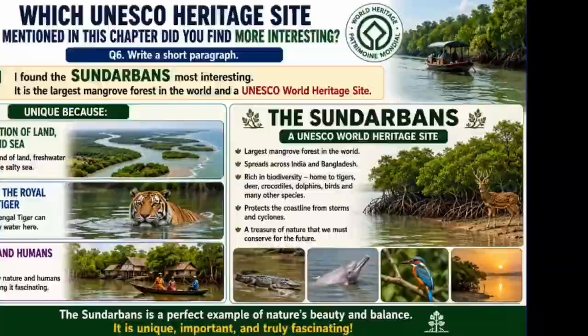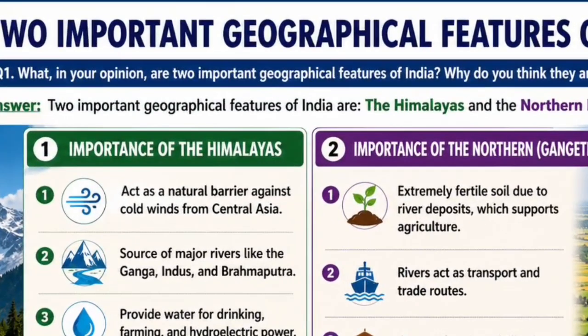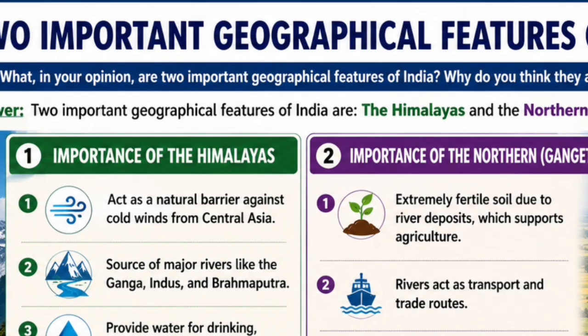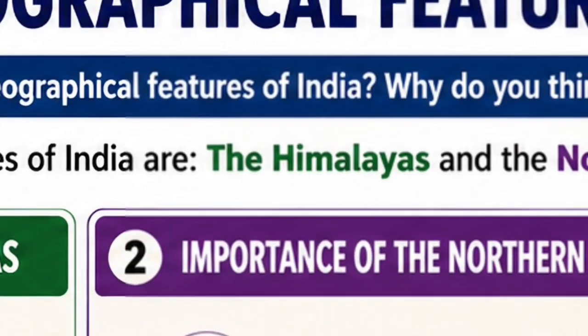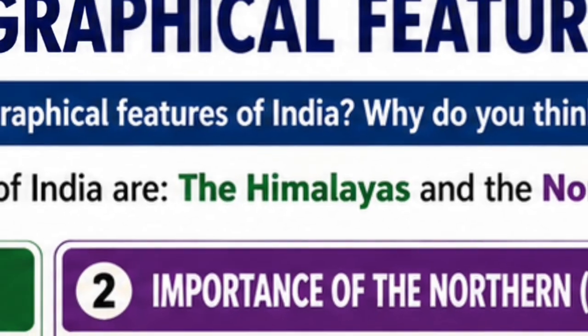So here we start, and our first question is: what, in your opinion, are two important geographical features of India? You need to mention the names of two important geographical features of India according to your opinion. Your opinion may be different, student to student. Somebody may like the Himalaya mountain, somebody the Western Ghats, somebody the Eastern Ghats, somebody the Indian desert, somebody the Northern Plains, somebody the Deccan plateau, and so on, right?